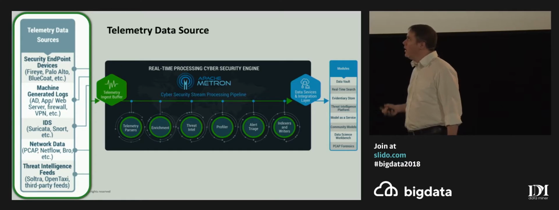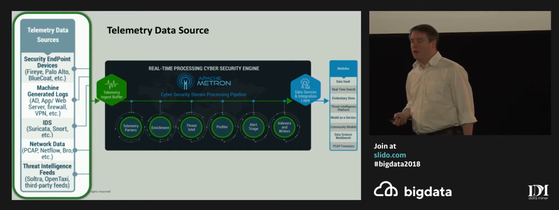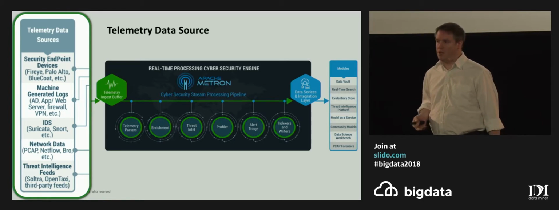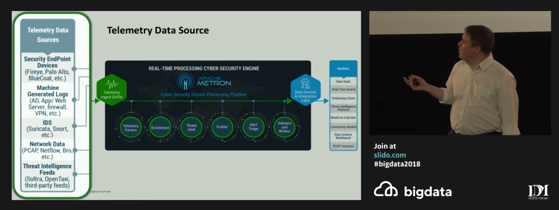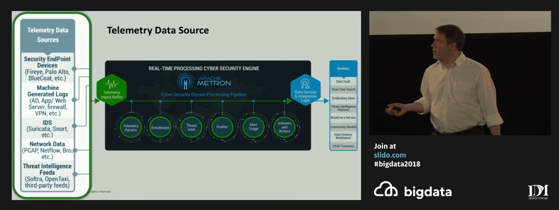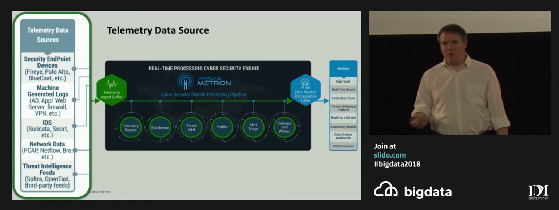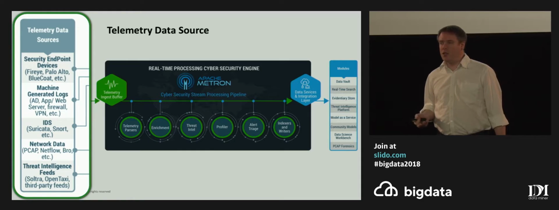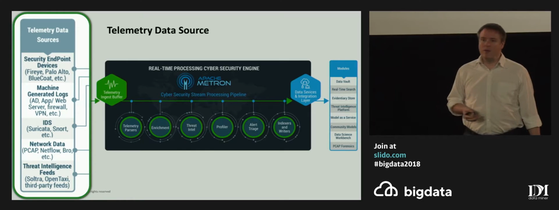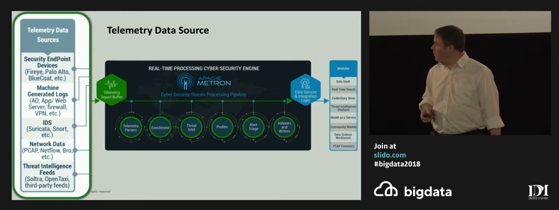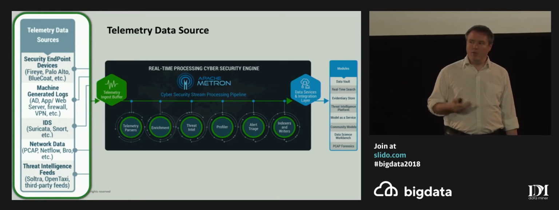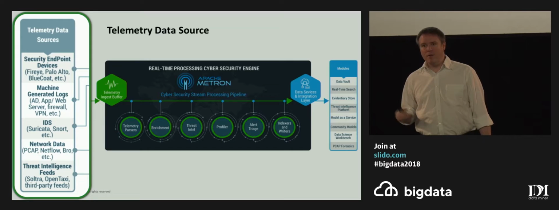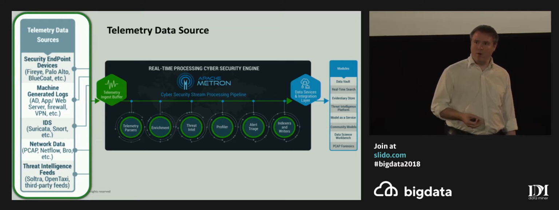And in our case, we're looking at a variety of telemetry data sources that are coming in. There's the standard security endpoint devices: FireEyes, Palo Altos, Blue Coat proxies, all those kind of things. You've then got data coming in from machine-generated logs: AD authentication, application servers, web servers, VPNs, firewalls, all that kind of good stuff. You can also bring in intrusion detection system data, and we can bring in threat intelligence feeds used for enrichment further on down the line. We can also bring in raw PCAP data and NetFlow data, both of which are incredibly rich sources, but very, very large. Again, perfect for a big data platform.